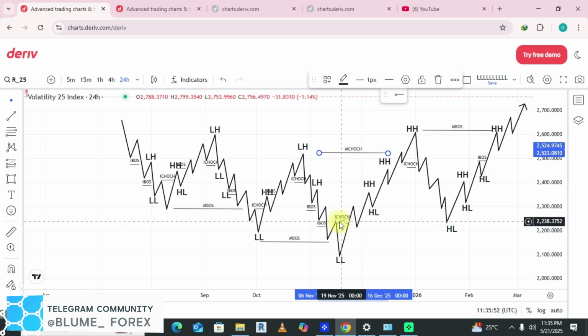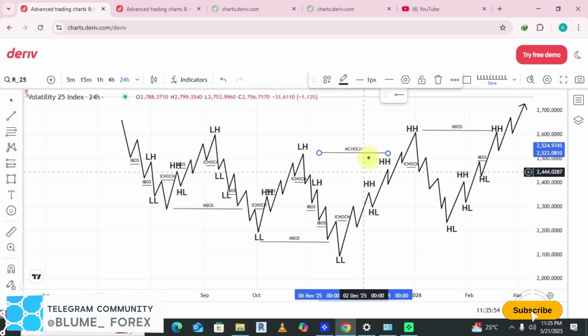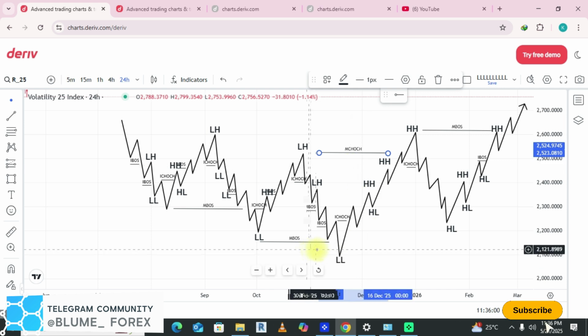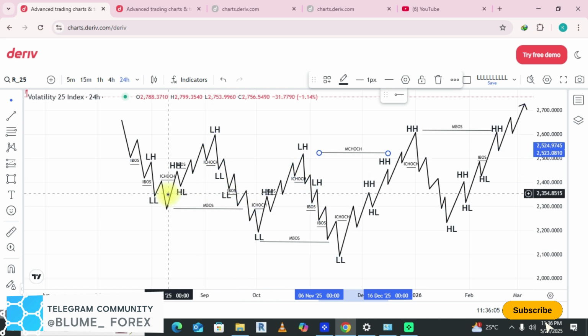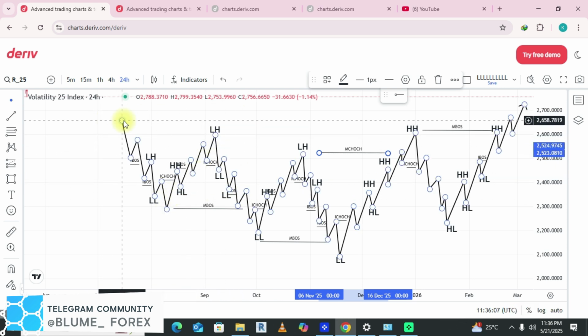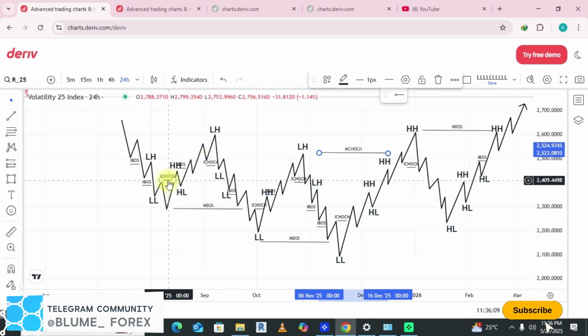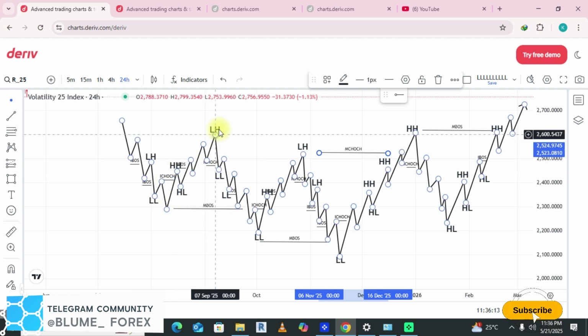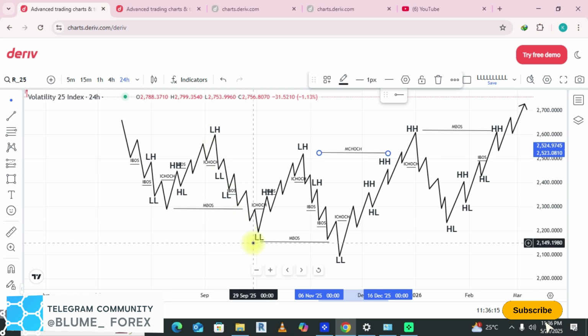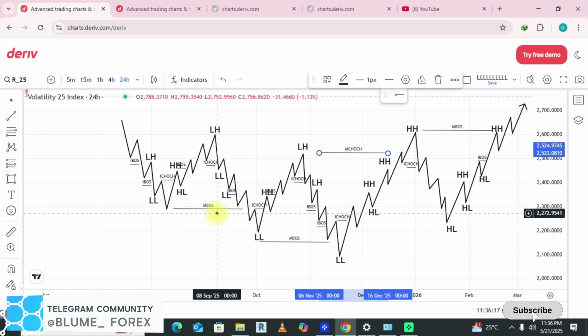But if you have an internal change of character which is not followed by a major change of character, that means we are likely going to keep on pushing to the downside and break structure to the downside again. So in this downtrend, once we push up, we weren't able to take out this high. So this change of character produced a short-term uptrend, which is a pullback, and then we push to the downside again to break structure, major structure.